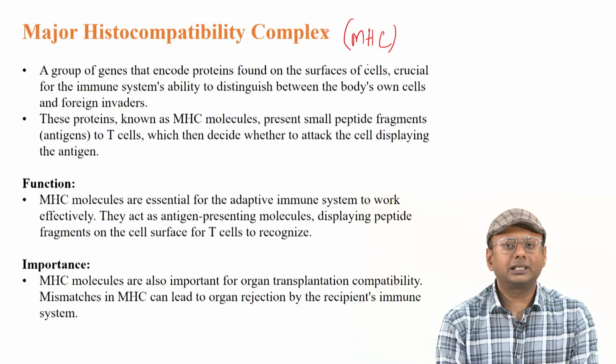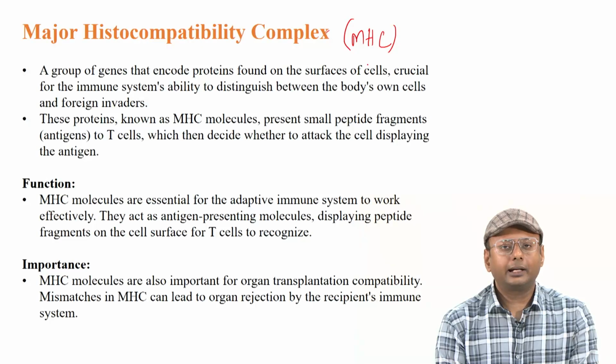And what is the function of the MHC molecules? MHC molecules are essential for the adaptive immune system to function properly. They also act in antigen presenting cells. MHC is also important for organ transplantation compatibility, because if any mismatch happens in the MHC, it can lead to organ rejection or organ failure.